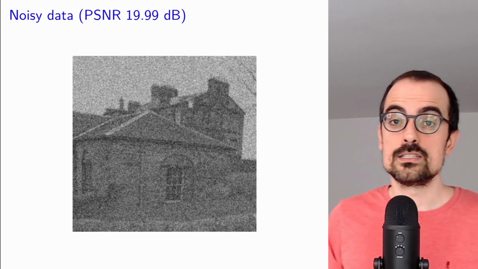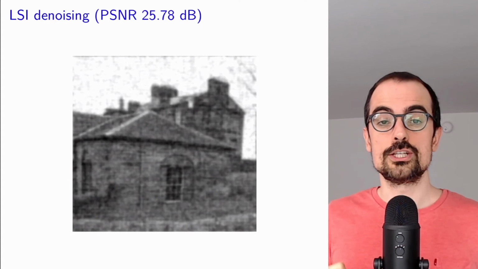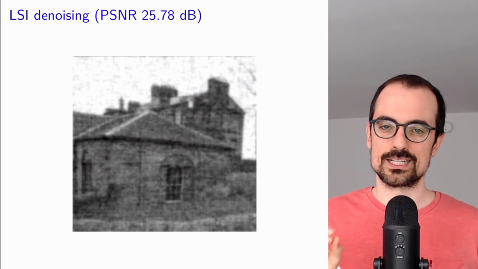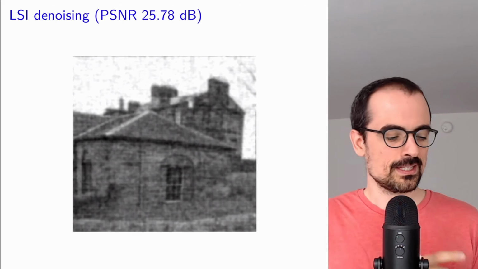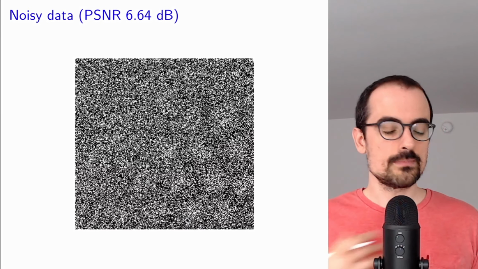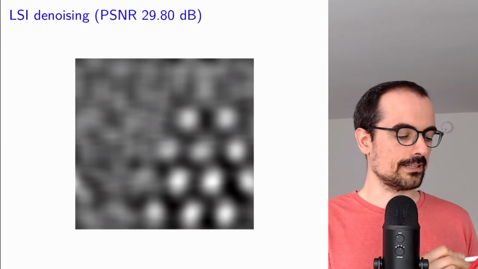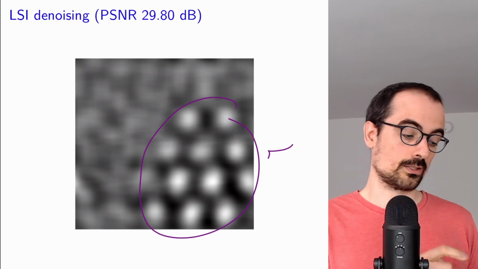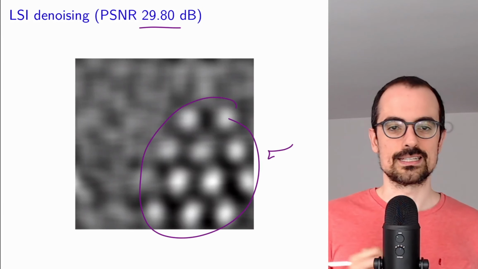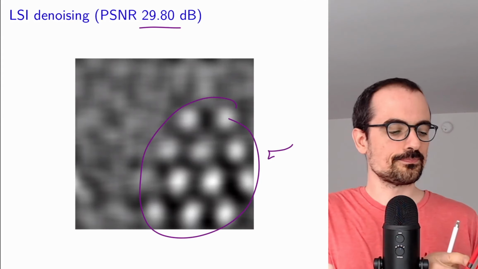When we apply this to a natural image, we again improve the signal-to-noise ratio quite a bit, but we also blur the image, and we'll explain in a moment why that happens. And finally, when we apply this to the electron microscopy image, it works to some extent. It actually manages to find these underlying atoms, which is quite amazing given the level of noise that we have here. You see that the PSNR improves quite dramatically. So it's actually not that bad.